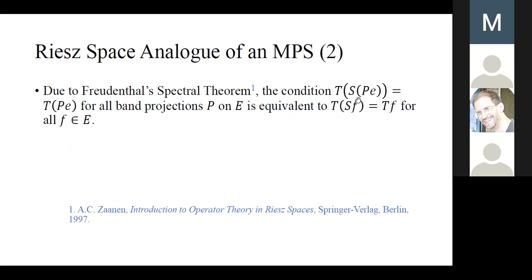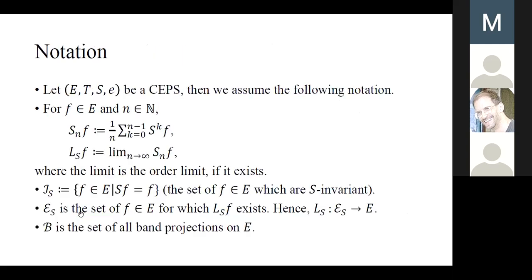Okay, now, since we need to move into the world of ergodicity, let's introduce some notation, which I will pretend that everybody remembers, but we'll recall it when we need it. So if we let (E, T, S, E) be a KEPS, then for each F in E and natural number N, we'll adopt the notation that S_N F is the Cesàro mean of S^k applied to F. And we'll say that LSF is the limit as n tends to infinity of this S_N F, provided that the limit exists. And here we're taking the order limit.